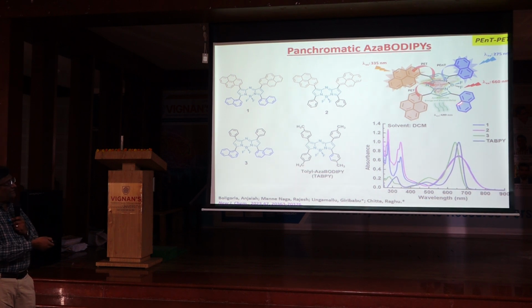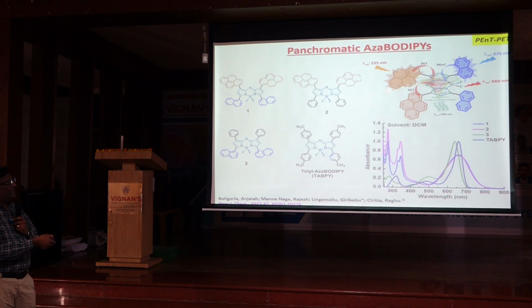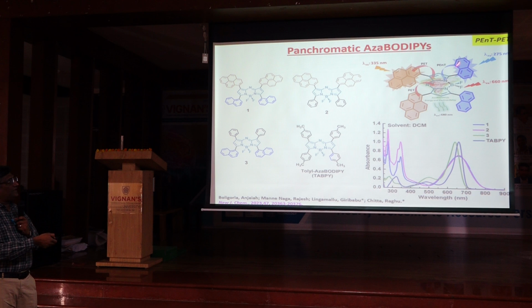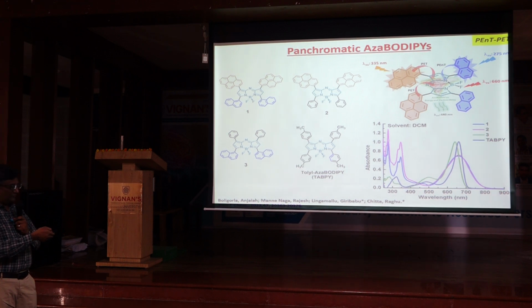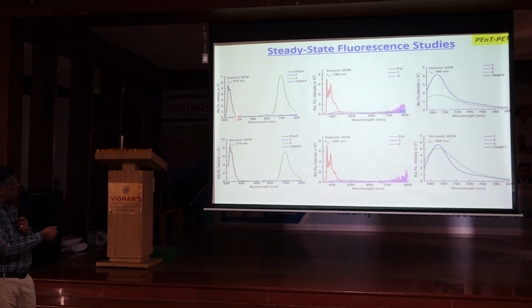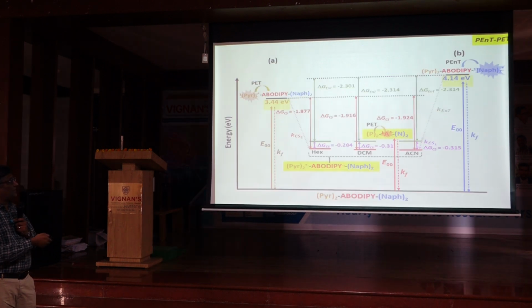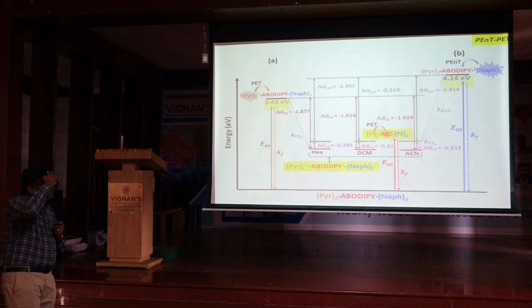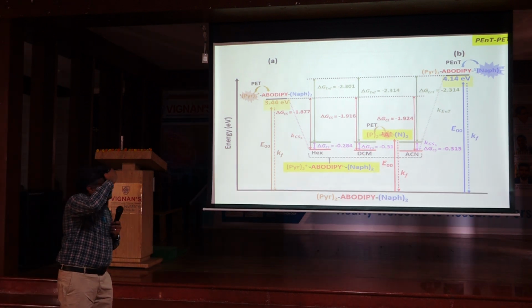Then we modified TPA with pyrene, keeping naphthalene constant. Again, in this case you have PET from pyrene and PEnT, which is energy transfer to aza-BODIPY. So these are different types of things. Again, the fluorescence of naphthalene is quenched in this case, and you can see the fluorescence of the aza-BODIPY. And this is an energy level diagram that we ended up making.